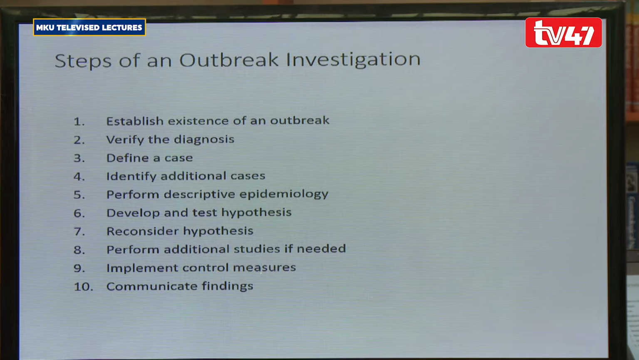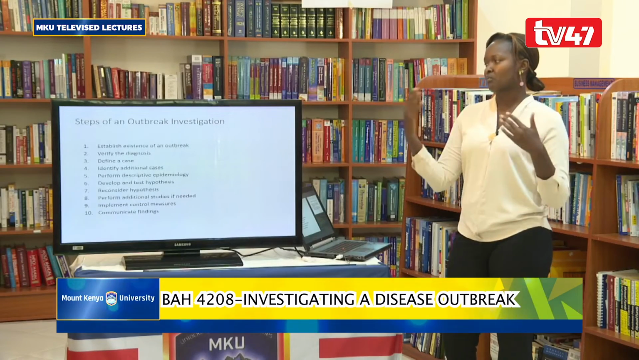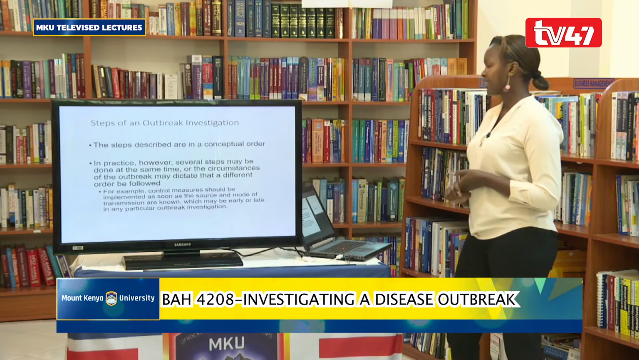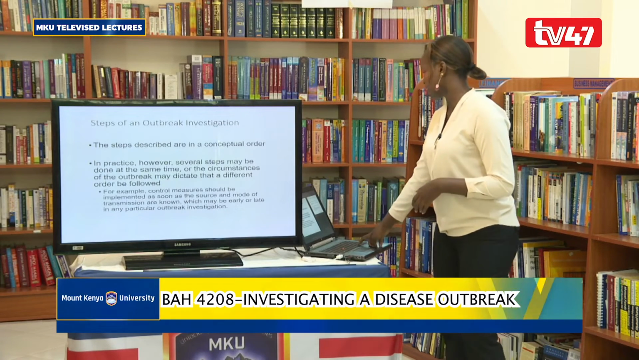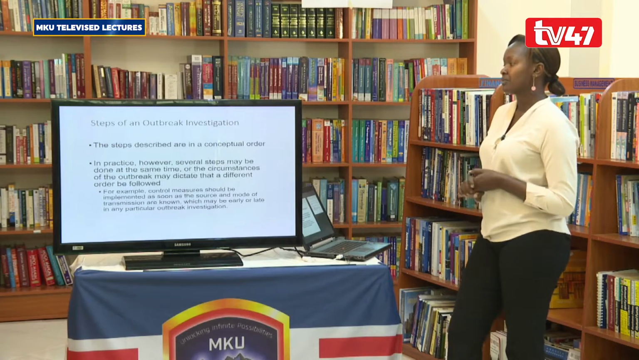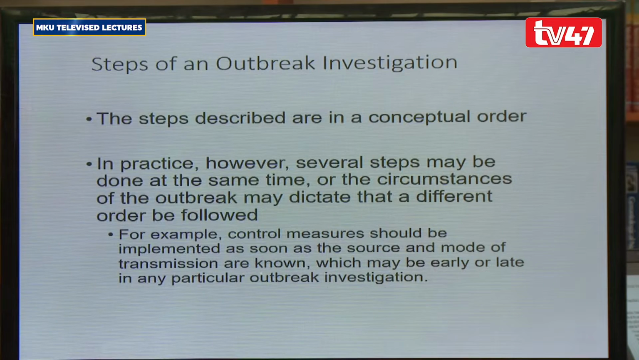Now on to the steps involved in outbreak investigation. There are 10 of them. Normally we follow each step one after the other, but sometimes you may have to come from maybe step number 1, go to step number 5, go back to step number 2, like that. So in a nutshell, the steps that I have shown in the previous slide are in a conceptual order. However, in practice, several steps may be done at different times.